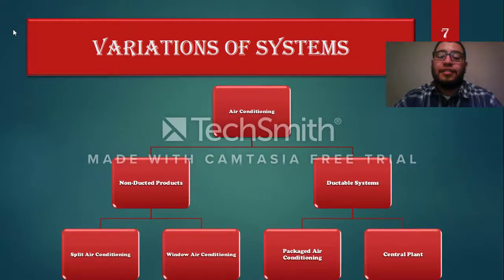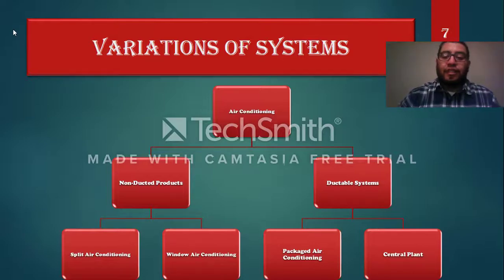There are variations of systems. The AC splits into pretty much 2 basic systems, and that's the non-ducted products and ductable systems. Now, the branching can go far beyond, as I said before. The range of the field is very, very broad, and there are many different types of equipment. But these are the 2 basics that it all falls into.